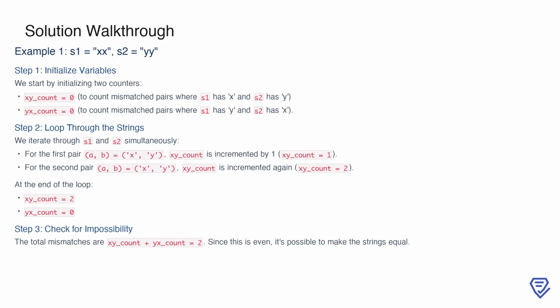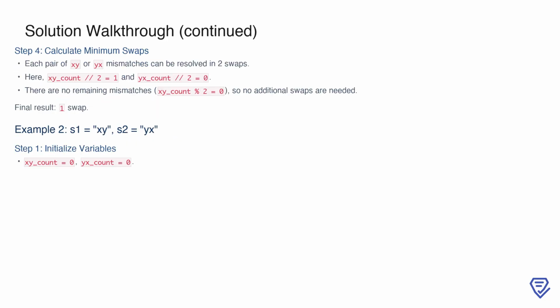At the end of this loop, we find that all mismatches fall into the XY category, so XY_count is 2 and YX_count remains 0. We then check if the total mismatches, which is the sum of XY_count and YX_count, is even. Here, the total is 2, so it is possible to make the strings equal. This check is crucial because if the total mismatches were odd, it would be impossible to resolve them through swaps. Now that we know it's possible to resolve the mismatches, we calculate the minimum number of swaps needed.